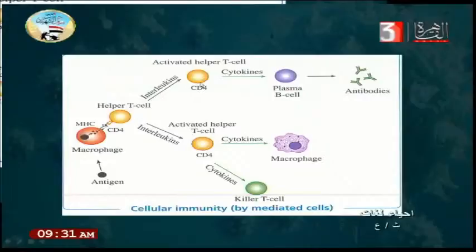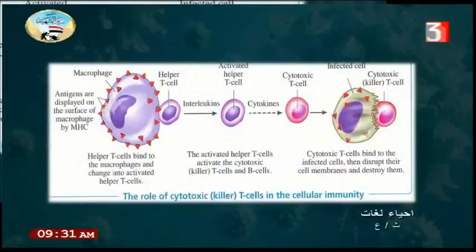CD4 can form the cytokines which act on the plasma B cell and form the antibody. Or in another type, cytokines make the macrophage form the killer cell, or killer T cell. These are the two pathways. Also, this figure shows the role of cytotoxic or killer T cells in the cellular immunity.